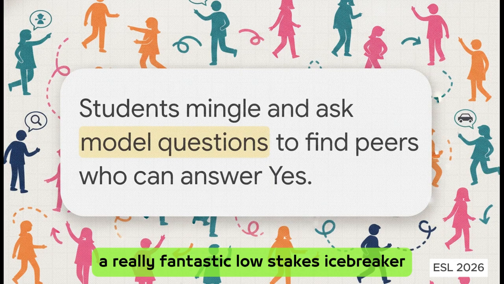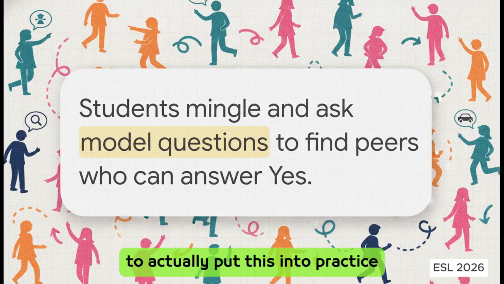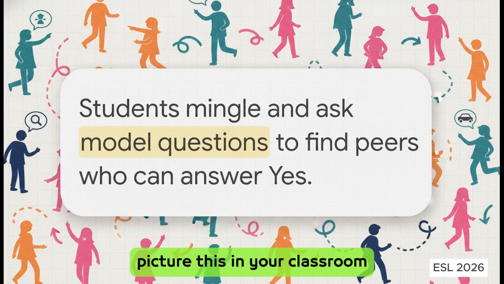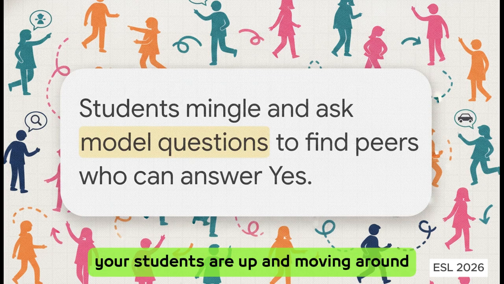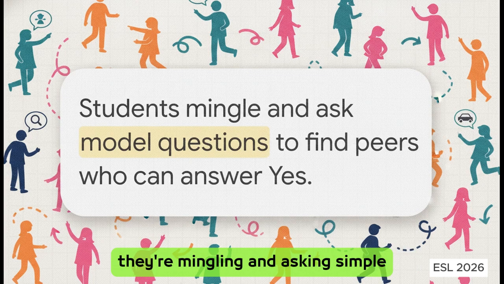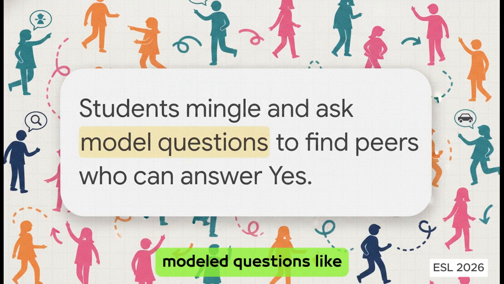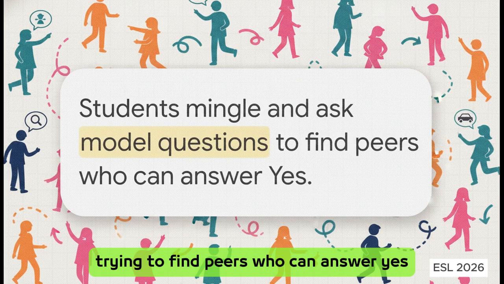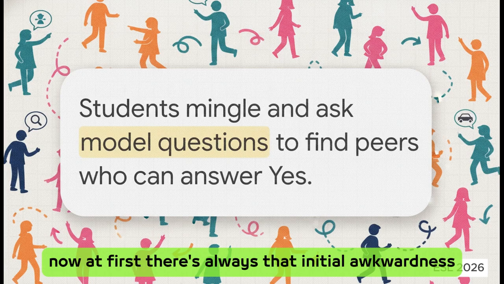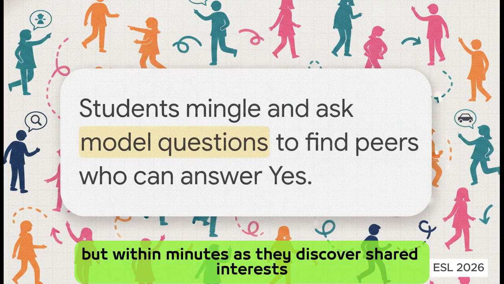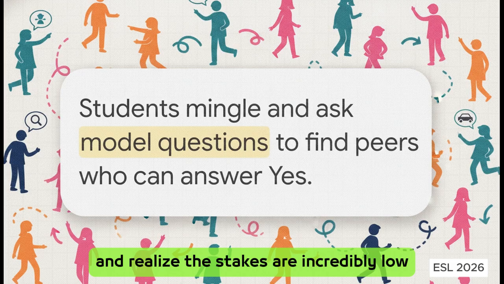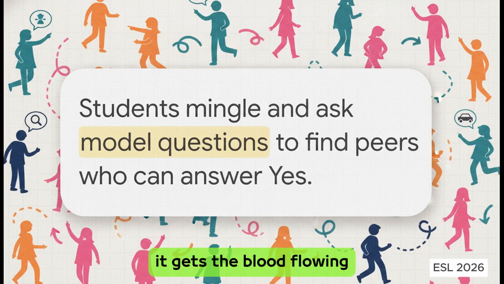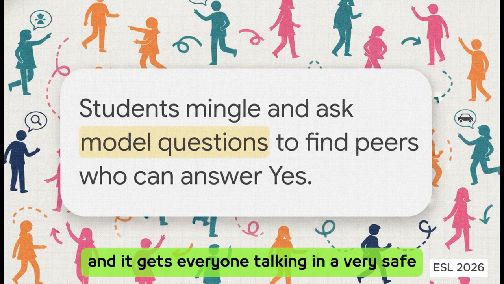A really fantastic low-stakes icebreaker to actually put this into practice is the Find Someone Who activity. Picture this in your classroom. Instead of sitting rigidly at their desks, your students are up and moving around. They're mingling and asking simple, modeled questions like, "Do you like soccer?" or "Have you ever driven a sports car?" trying to find peers who can answer yes. Now, at first, there's always that initial awkwardness. But within minutes, as they discover shared interests and realize the stakes are incredibly low, that tension just completely melts away into laughter. It gets the blood flowing, it lowers the collective anxiety, and it gets everyone talking in a very safe, structured environment.